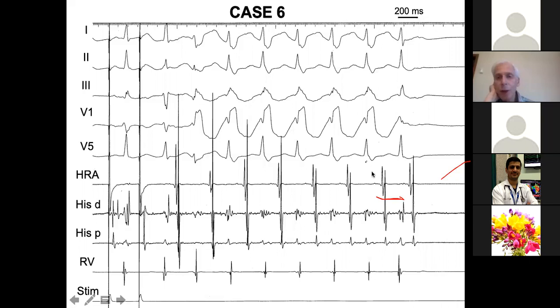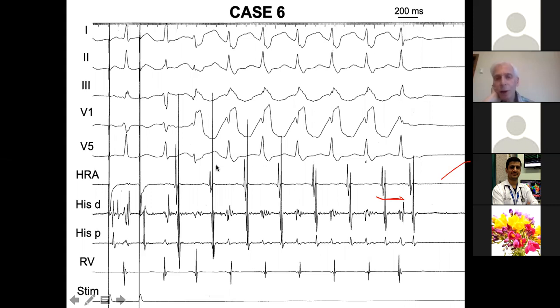It's this marked change. I think it was 60 milliseconds, is what I recall. It gets 60 milliseconds shorter. So that's consistent with a right free wall. And anteroseptal also would get shorter if you lose a right bundle, but that's usually by less than 30 milliseconds, often less than 20, maybe in the range of 15, 20 milliseconds. When it's greater than 30, that tells you there's a right free wall pathway.